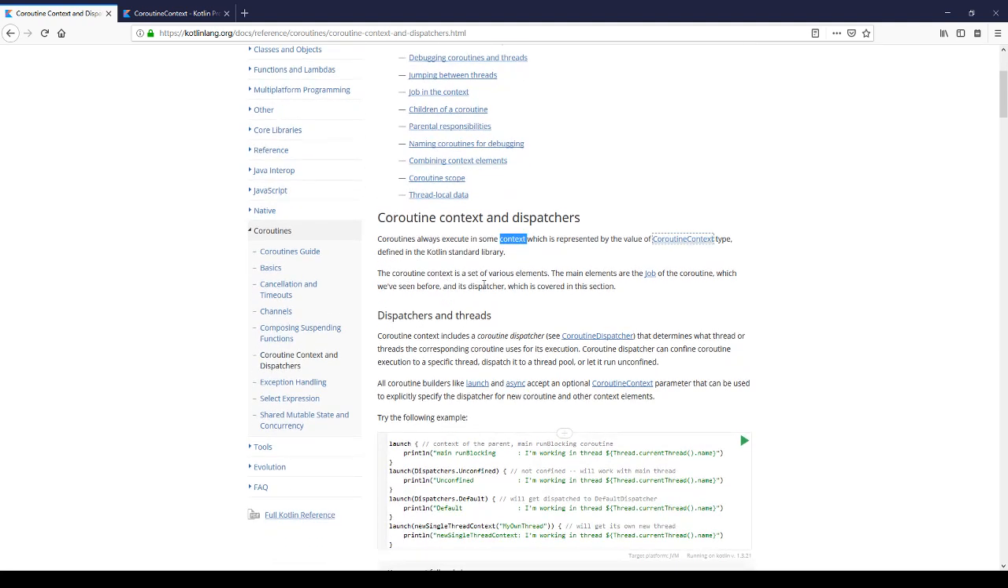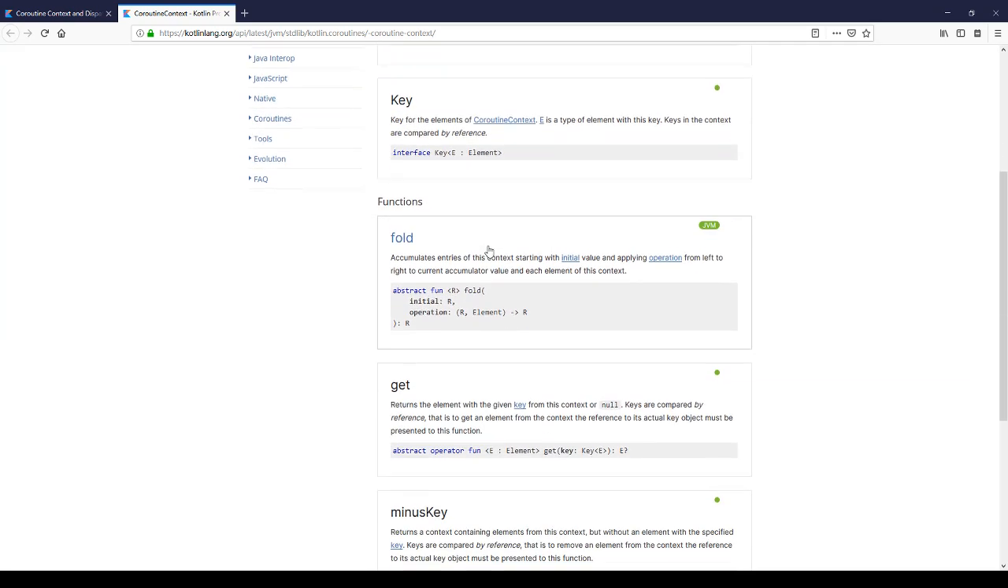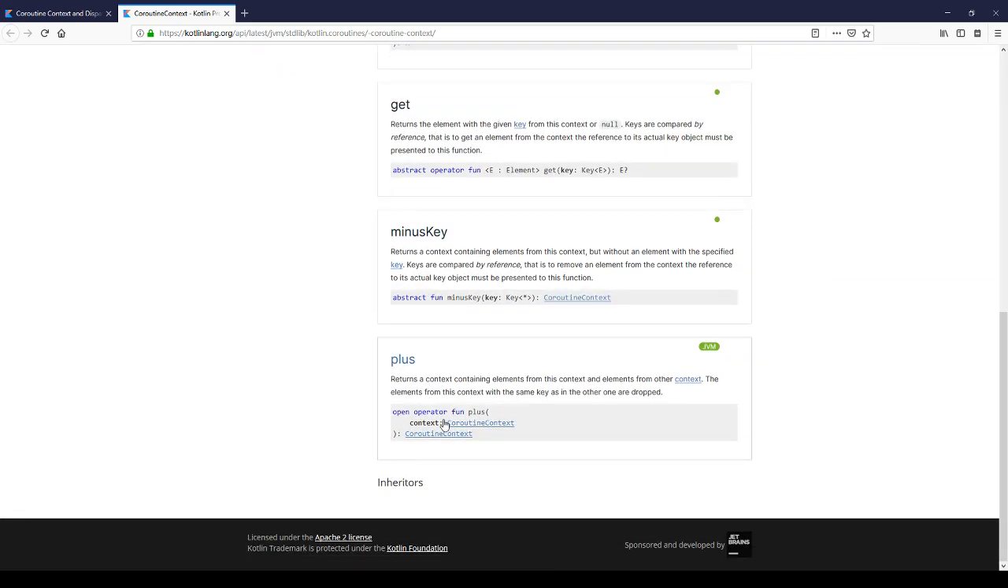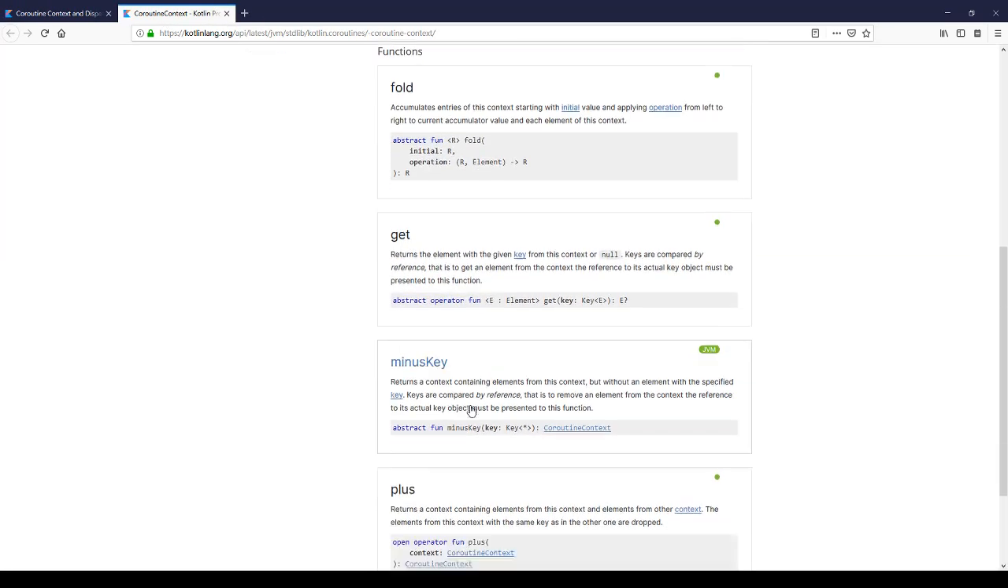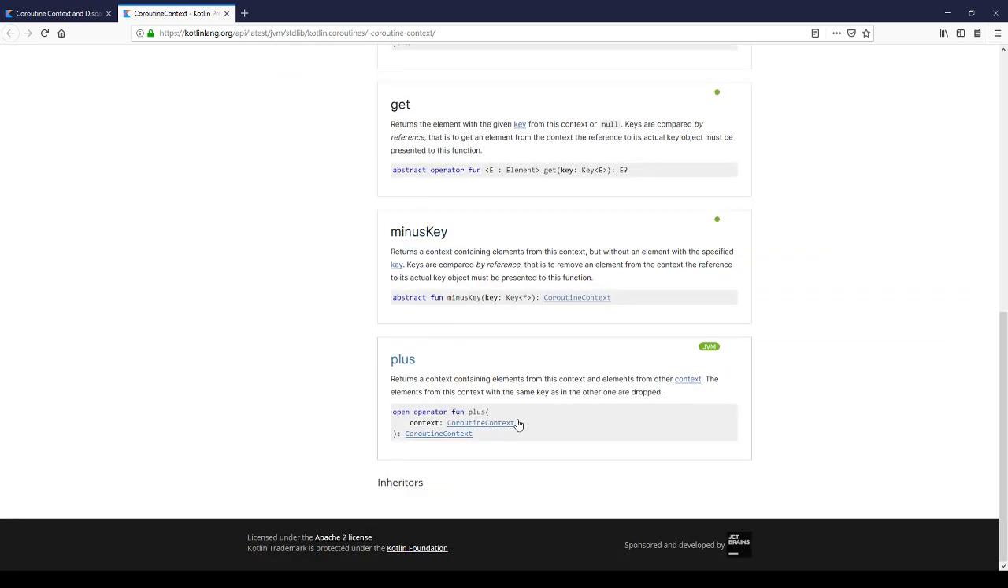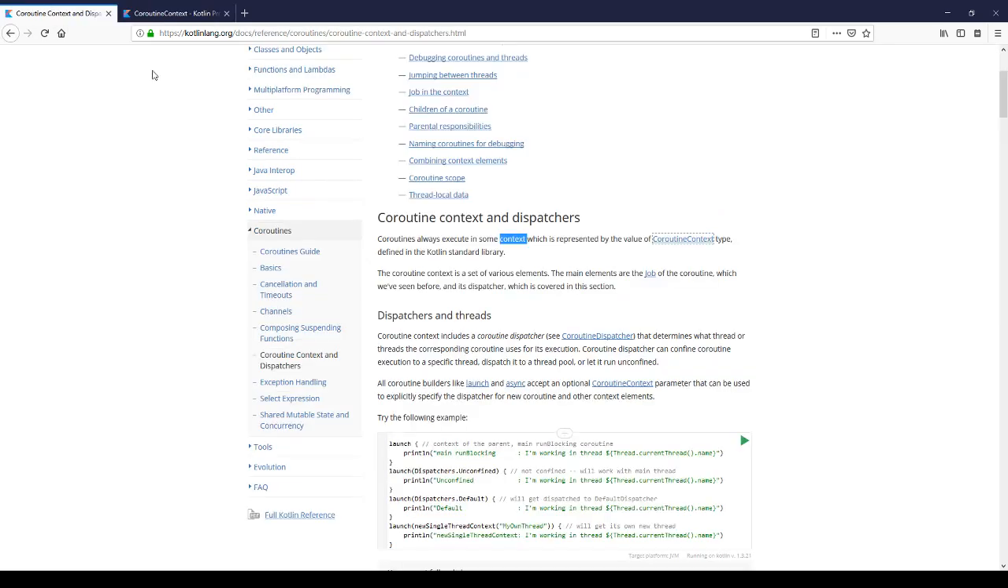So the coroutine context is a set of various elements. The main elements are the job of the coroutine, which we've seen before. Wait, what is it extending from? Is it inheritors? Nope. I don't get it. What do you mean by there's a job attached to it? There's get, fold, minus key, plus. I don't see any job from here. Yeah, I don't get it.